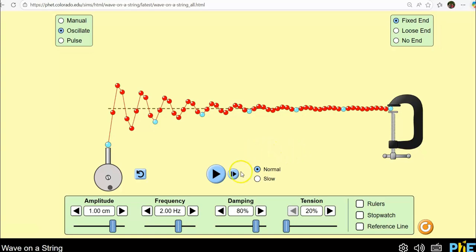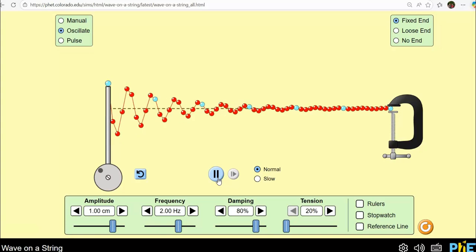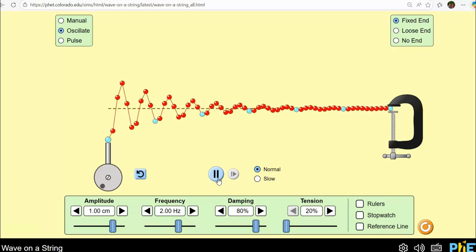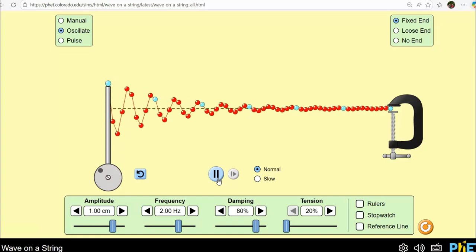First, we go to fixed end. I will show the simulation about damping high and tension low. So the amplitude we go to 1 cm, frequency we put 2 Hz, damping 80% and tension is 20%. This is for fixed end for damping high and tension low.